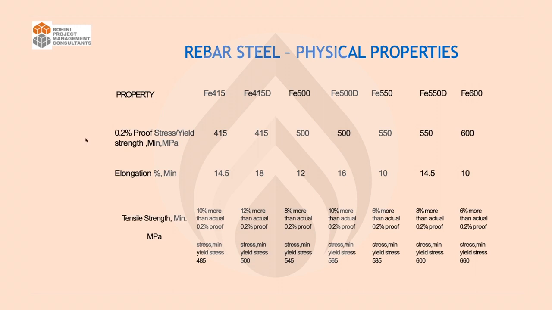Now, when we get into all this, are you seeing this strength, this stress, yield stress? This is 485, 500, 545, all this. So it not only means Fe 500, but it has to pass certain criteria of yield stress of 545. So that when it is tested, only then the steel is termed as acceptable.